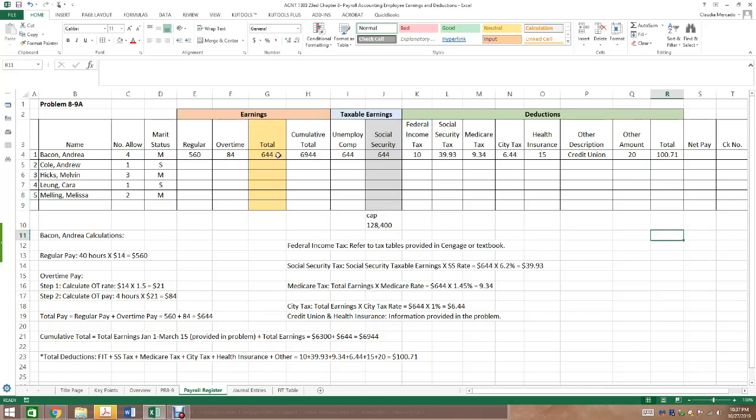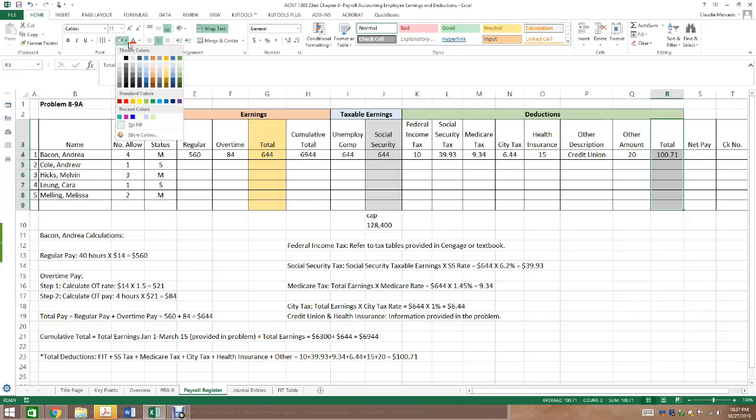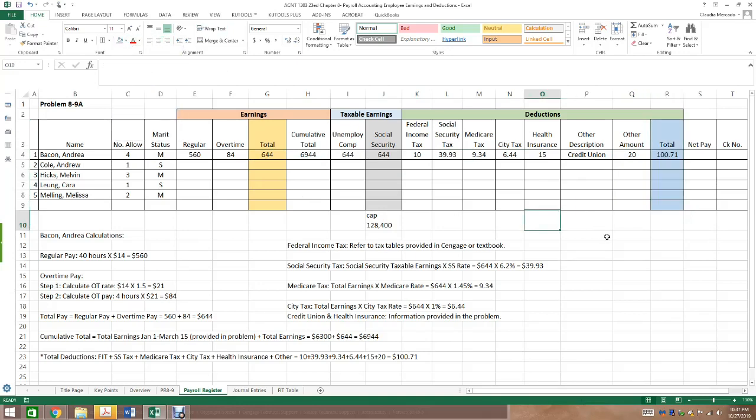So you made $644. Well, Andrea did. Andrea made $644, and she has $100 with 71 cents in deductions. That is how much money is going to be taken away from the paycheck. Now this is how much money you're actually going to get paid.